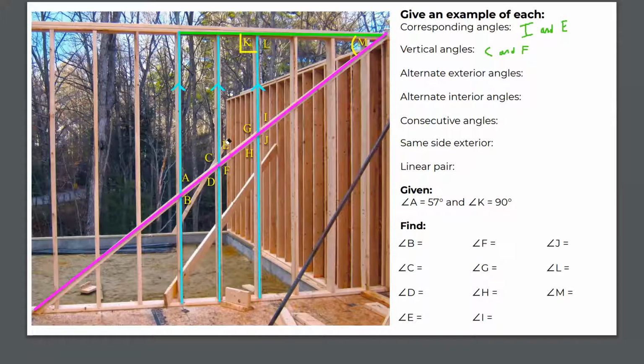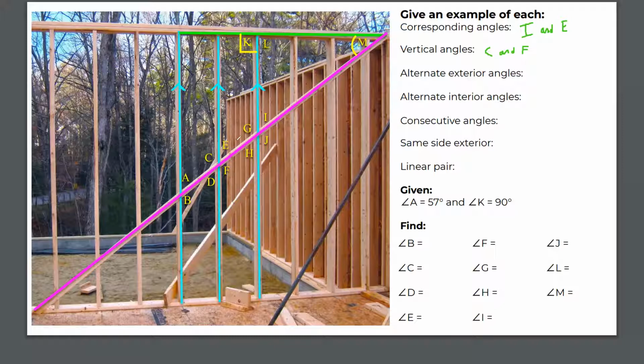That's just one example. I could have also done E, D, G, G, J, I, H, lots of options. Alternate exterior. Okay, so now we're getting into some of the vocab, right? I need to find a pair of parallel lines, which I can find, there's three to choose from. I'm going to choose the one in the middle and the one on the right, okay?